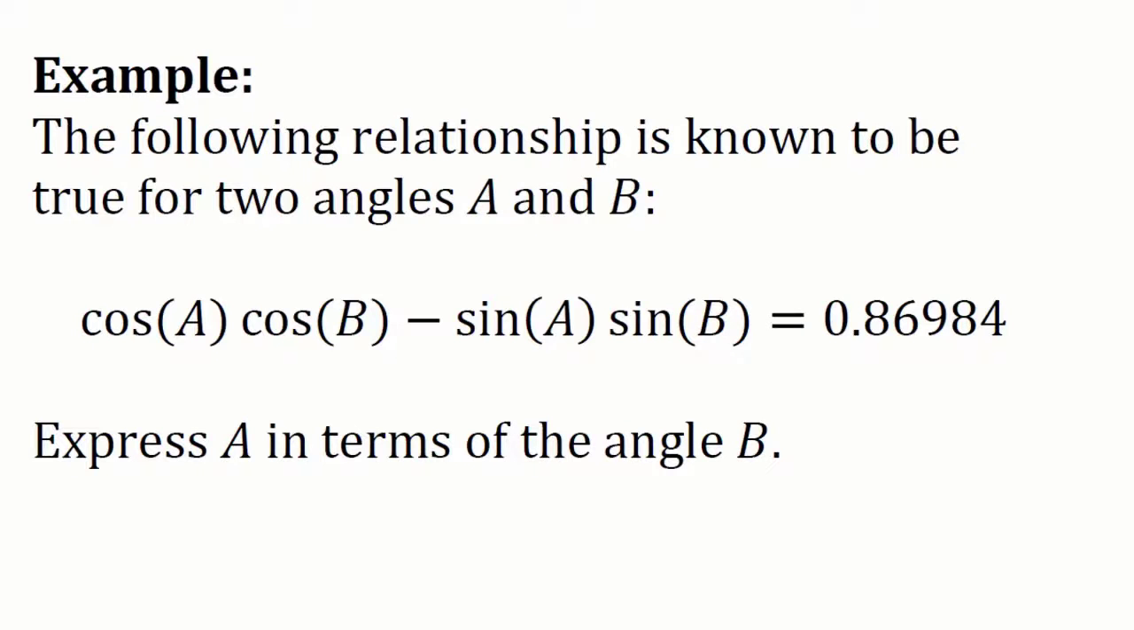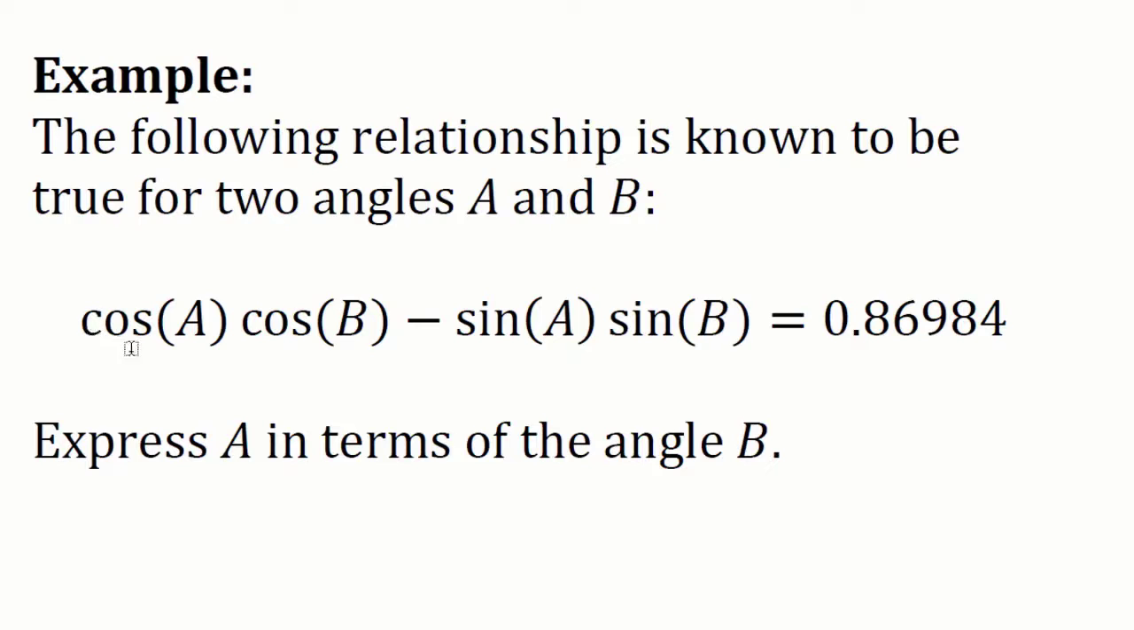And now we are at a different example. Let's now spend some time reading the wording of the example. So, the following relationship refers to this relationship right here. The following relationship is known to be true for two angles A and B. So there's angle A and there's angle B.